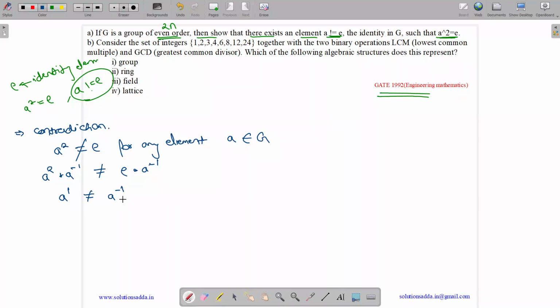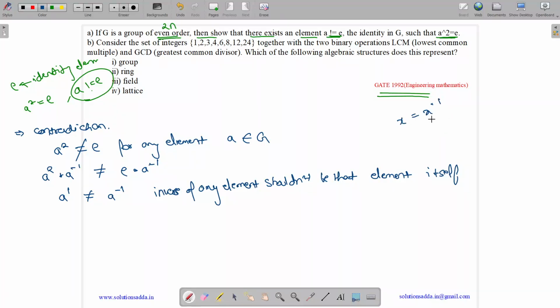So what does this mean? This means that the inverse of any element shouldn't be equal to that element itself. What happens if the inverse of an element equals itself? If x equals x inverse, we can multiply x on both sides, so we will get x square equals E, and this fails our contradiction. So this shouldn't happen. Okay, now let us see what we can do.